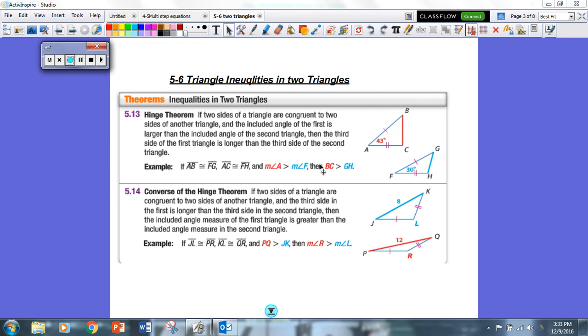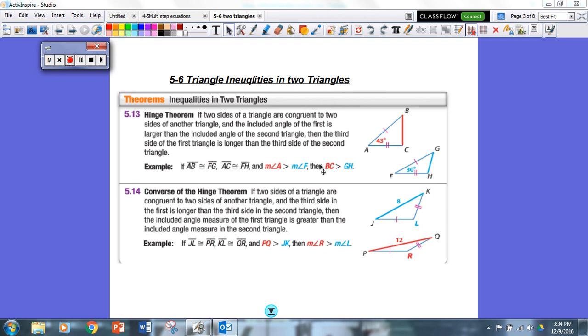So the first theorem we're going to focus on is the hinge theorem, which states that if two sides of a triangle are congruent to two sides of another triangle, and the included angle of the first is larger than the included angle of the second triangle, then the third side of the first triangle is longer than the third side of the second.